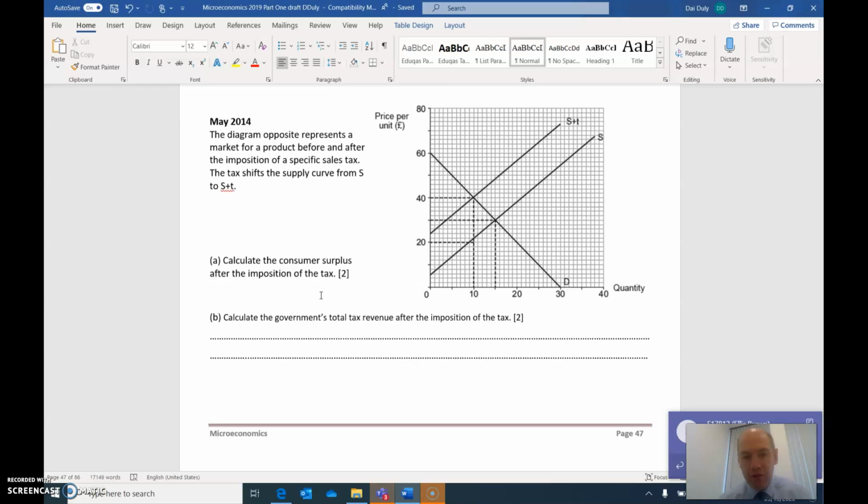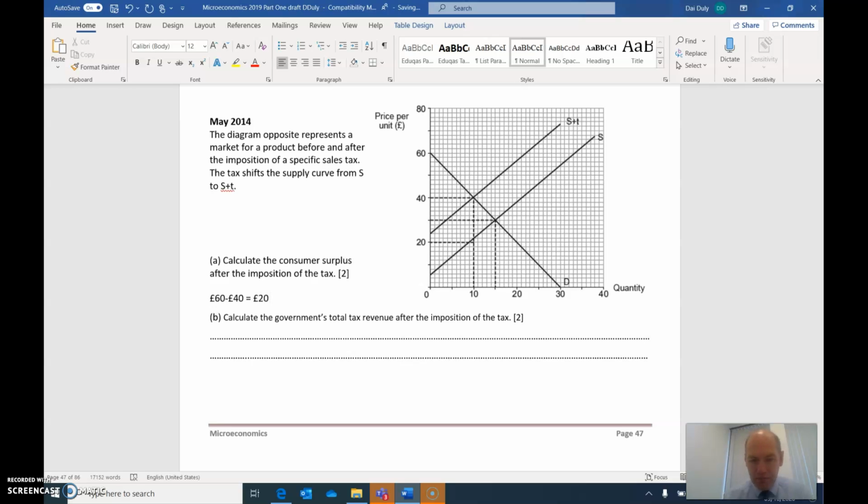Okay, so hopefully you've had a go at that. You press pause and press play now. So in terms of the triangle that we're trying to look at, it's this little triangle here, isn't it? There's the equilibrium price after the tax, £40, and some consumers are prepared to pay 60. So we're trying to work out height times base, or the height. So it's going to be £60 minus £40 is equal to 20.